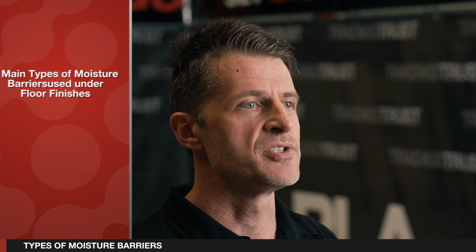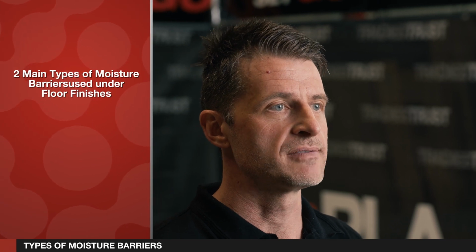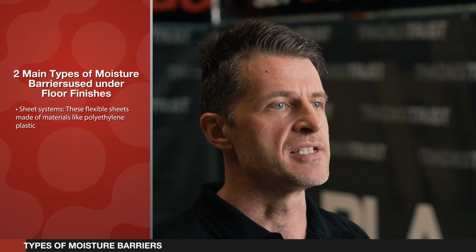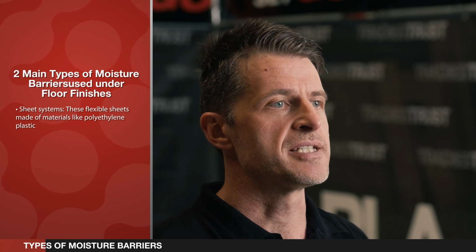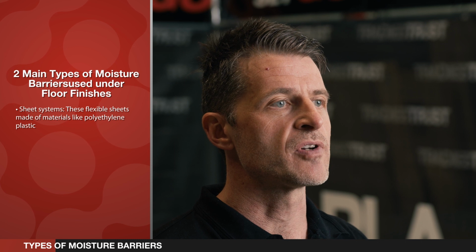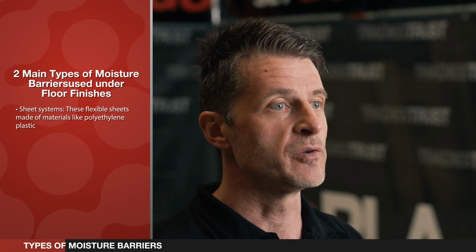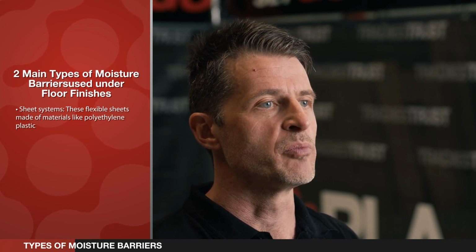Now, to the different types of moisture barriers available. So there are two main types of moisture barriers used under flooring finishes, including sheet systems. These are flexible sheets made often of materials like polyethylene plastic. They are typically rolled out and installed on top of the concrete substrate before floating floor finishes such as laminate or vinyl plank is installed.